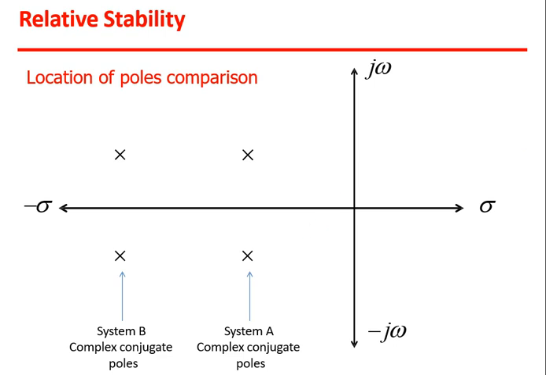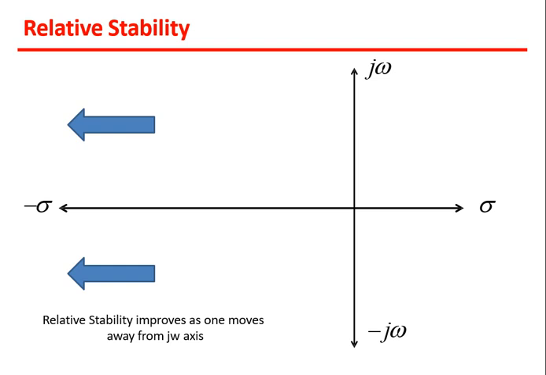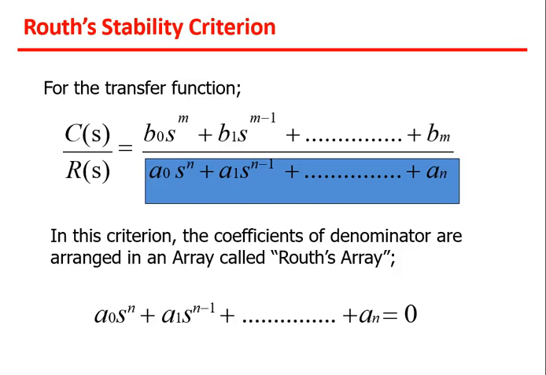Now we have to see one interesting thing, that is the Routh stability criteria. It is very important while deciding the stability of any system, and it is very easy to understand. So let's see that. The conclusion is that relative stability improves as one moves away from the j omega axis. That is the basic thing you have to keep in your mind. Now let's move towards the most important point inside stability, that is the Routh stability criteria.